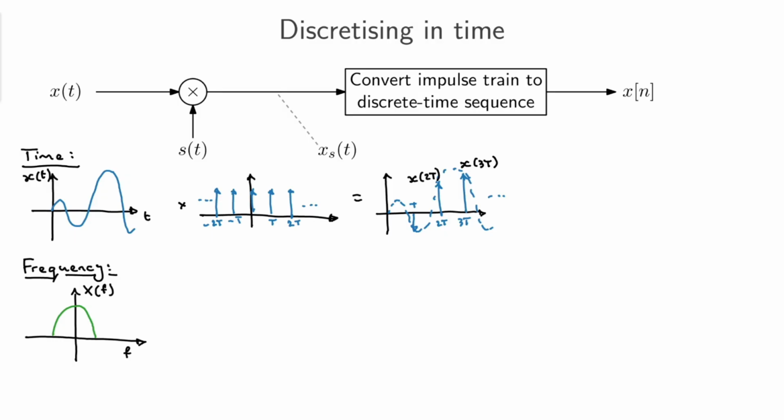The last part of this mathematical model is that we can't store impulses. We can't store these infinite things on a computer. So what we actually store is the strengths of the impulses. That's the last step. This little block here gives x sampled at T, the signal with the impulses. Then we have a little block which converts the impulse strengths to a discrete time sequence, because we can store discrete numbers on a computer.